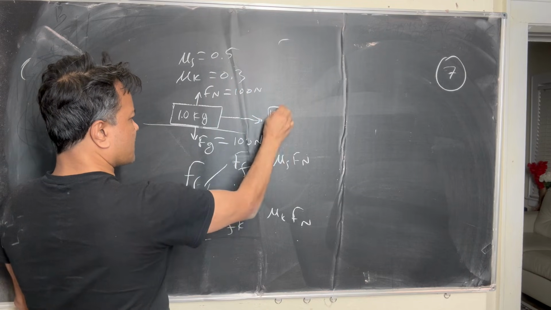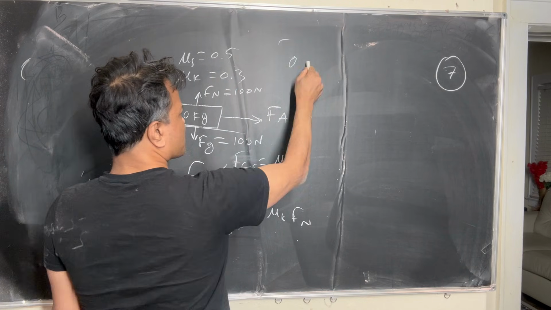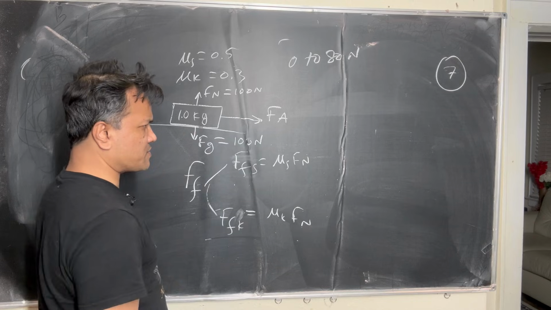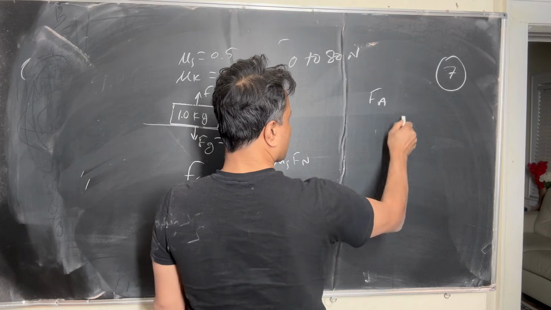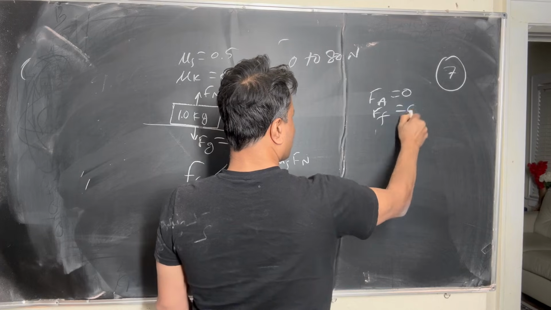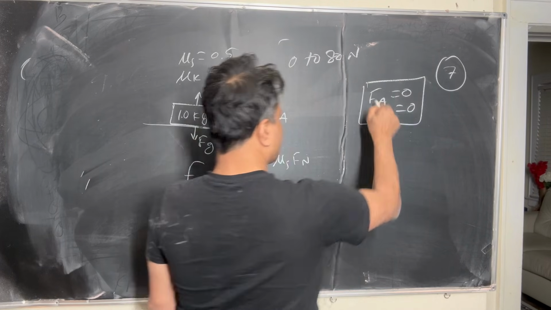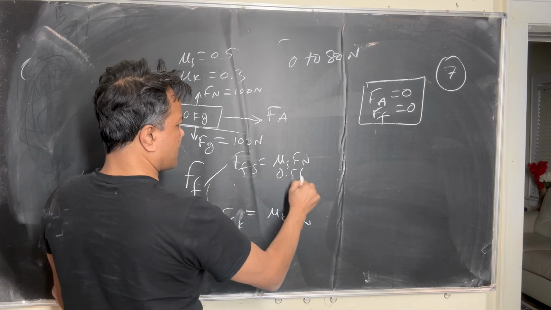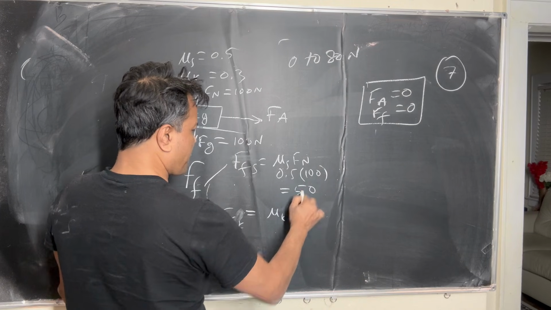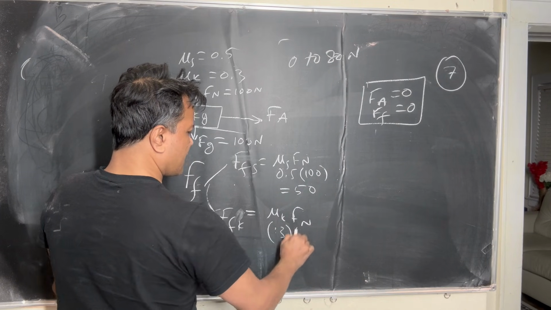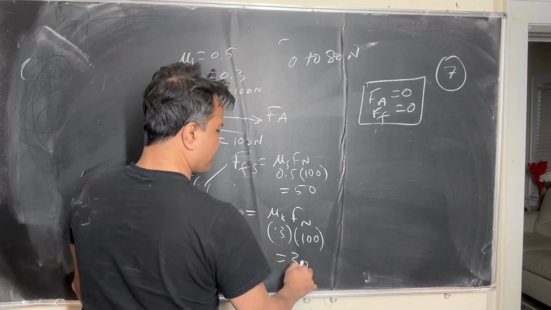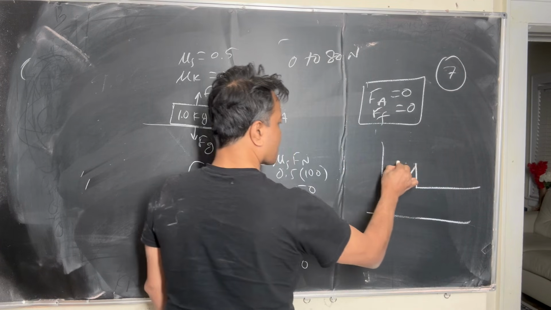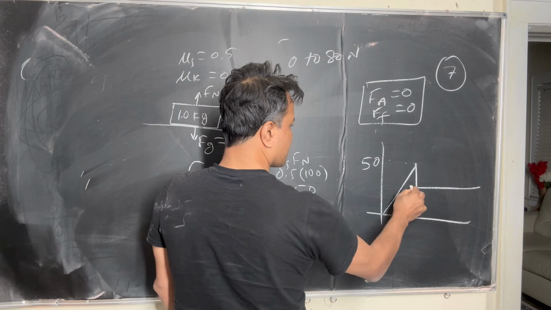Some applied force over here, from 0 to 80 Newton. That means you keep pulling, starting from 0. When applied force is 0, force of friction is 0 by definition. Mu s is 0.5, Fn is 100, so this is 50. Mu k is 0.3, Fn is 100, so this is 30. So the friction graph is going to look like this. This is 50, this is 30.